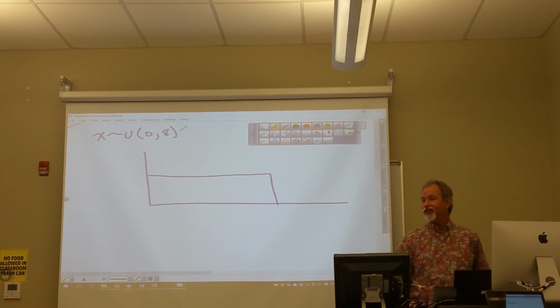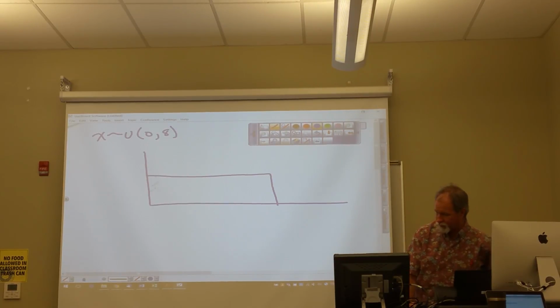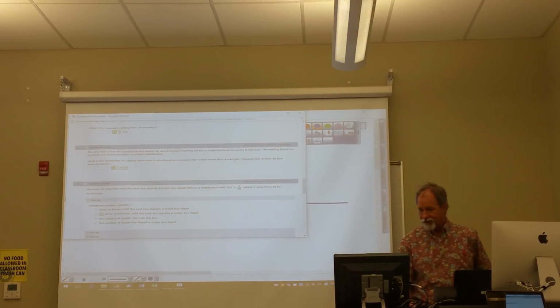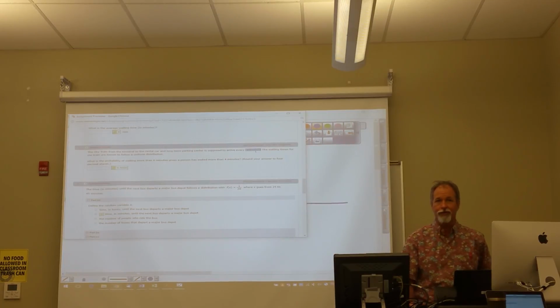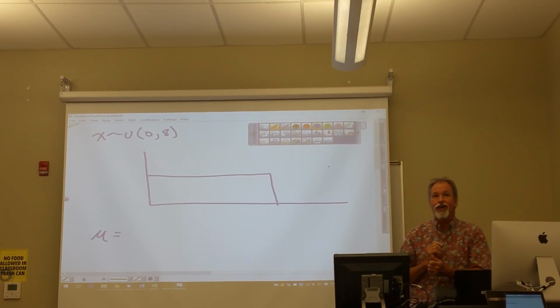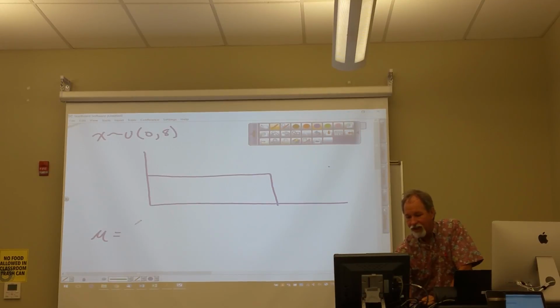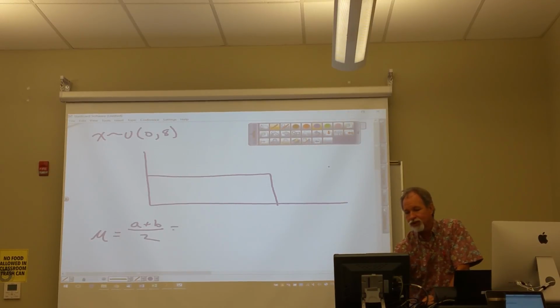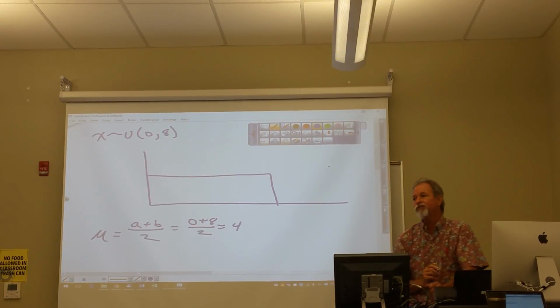In my case, and some of you guys have different numbers, I'm sure. But in mine, that's what it said there. It said every 8 minutes. Okay? How do you calculate the mean? You add the 2 and divide by 2. You take the minimum plus the maximum and divide by 2, which in this case would be 0 plus 8 divided by 2, which is 4.